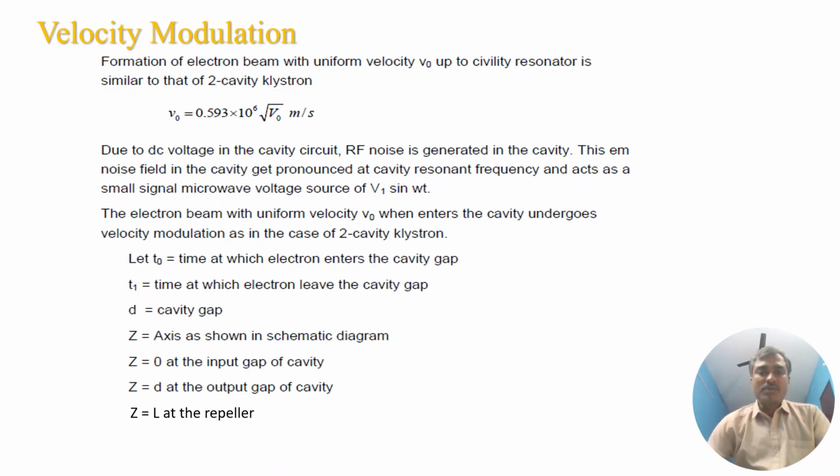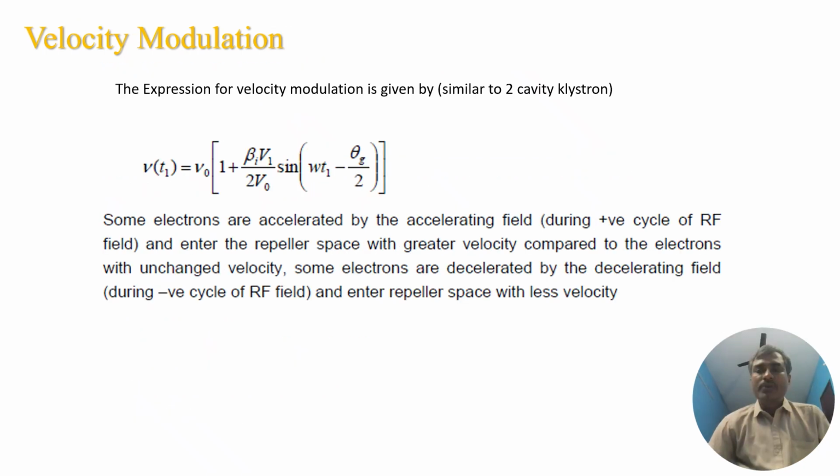Let us see some of the parameters associated with velocity modulation. Let T0 be the time at which the electron enters the cavity gap. T1 is the time at which the electron leaves the cavity gap, where d represents the gap between the two walls of the cavity. The distance between the cavity and the repeller plate is called the repeller space. The length of the repeller space is capital L.